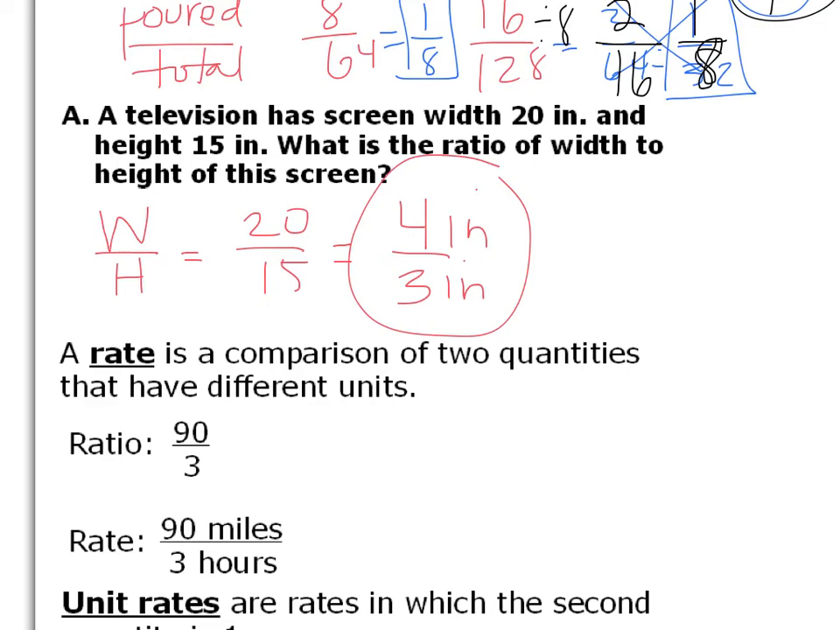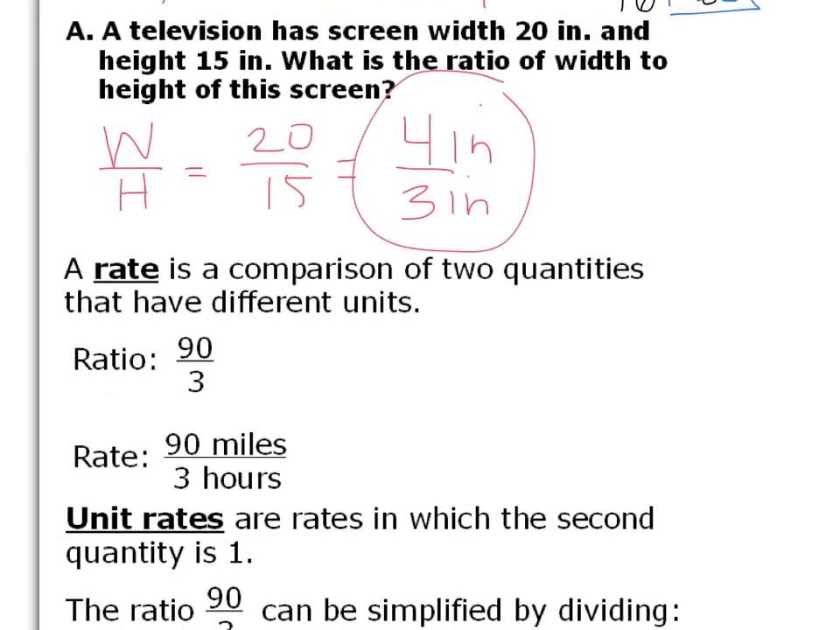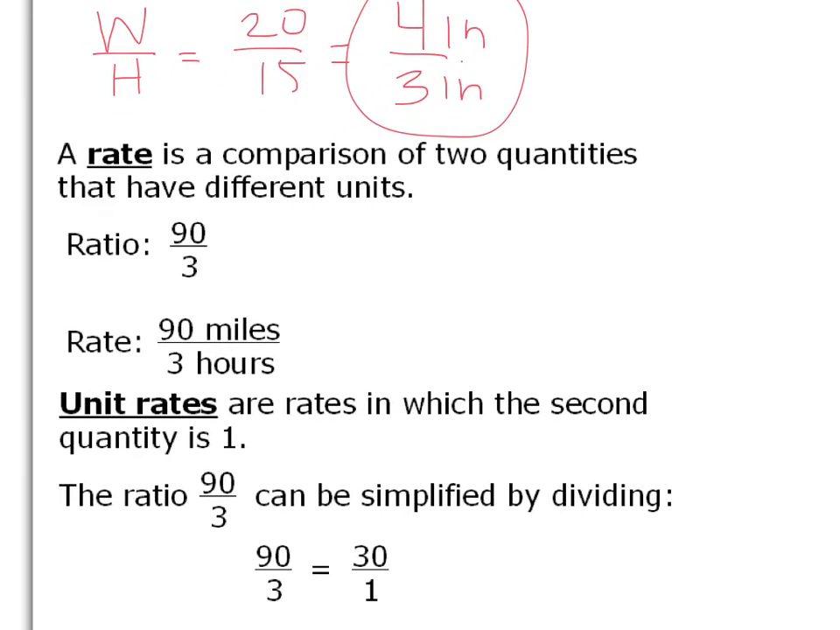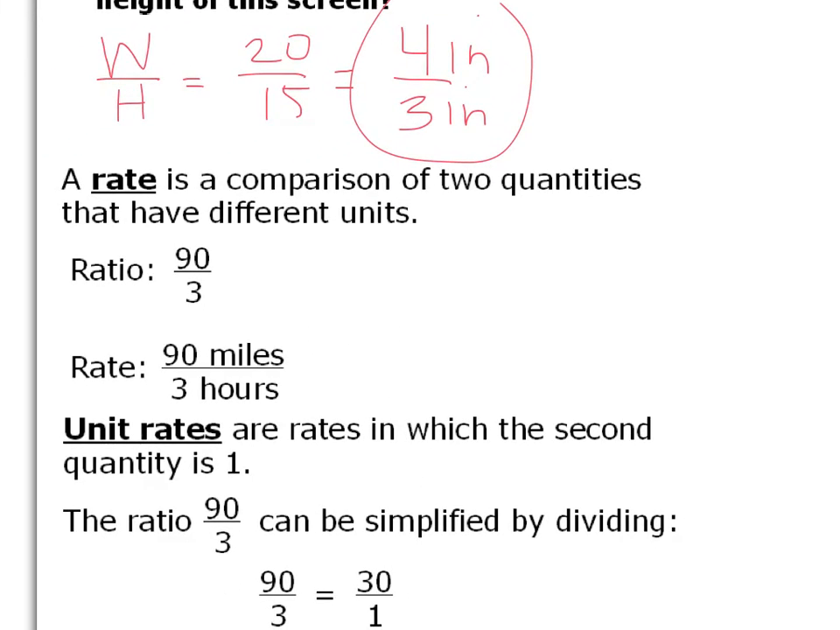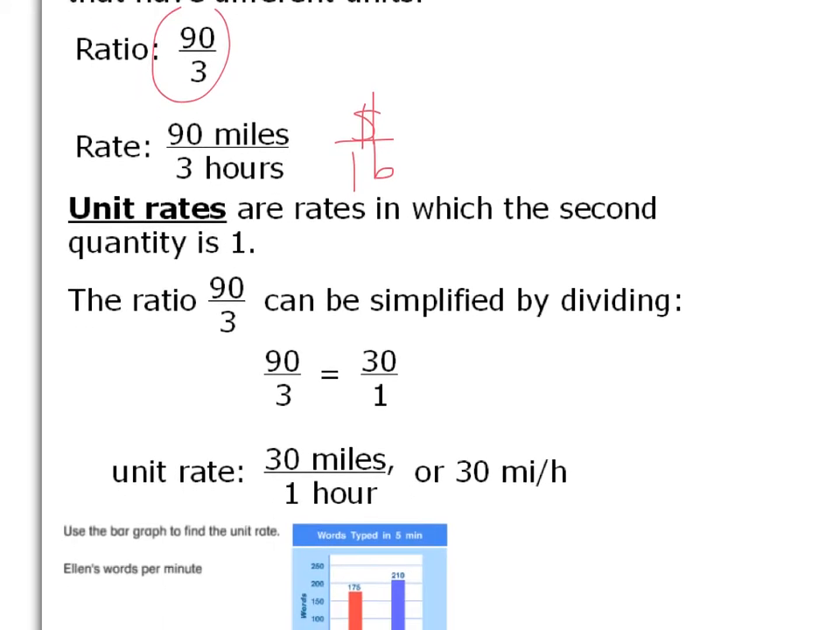All right, now down here, a rate is a comparison of two quantities that have different units. And we talked about this yesterday. Well, actually today earlier. Ratio is the same units, just like up here, width and height. We had them both in inches. If this is a ratio, whatever these units are, even though they didn't give them to us, they have to be the same units. Inches, feet, centimeters. A rate has different units. I gave you miles per hour as an example. I gave you dollars per pound as an example. Okay? And then a unit rate is a rate in which the second quantity is 1.